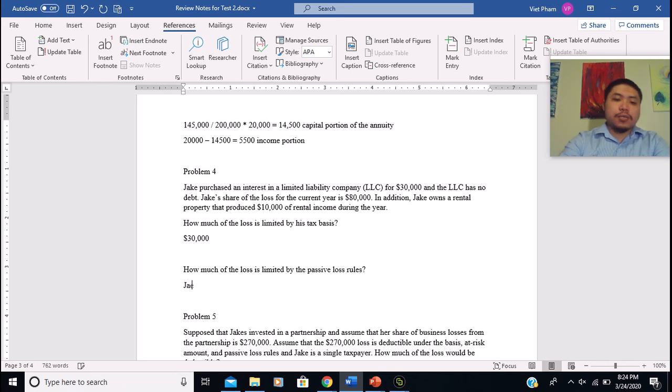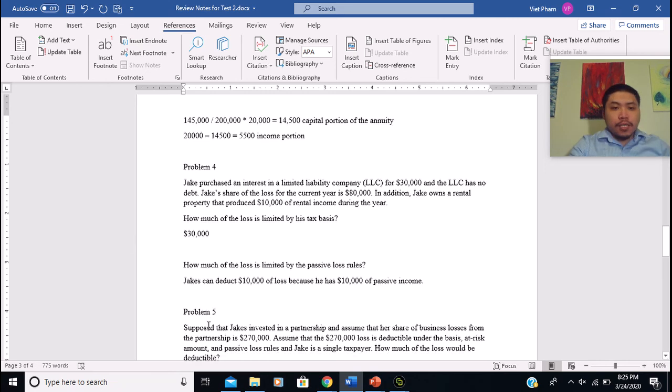So Jake can deduct $10,000 loss, right? Because he has $10,000 of passive income. Alright, so that was problem number 4.